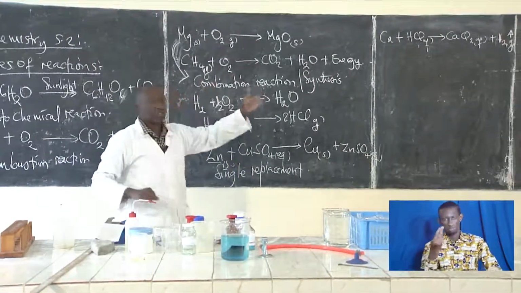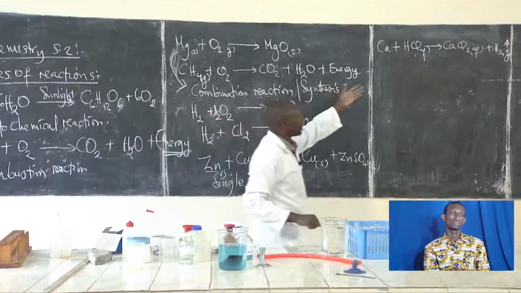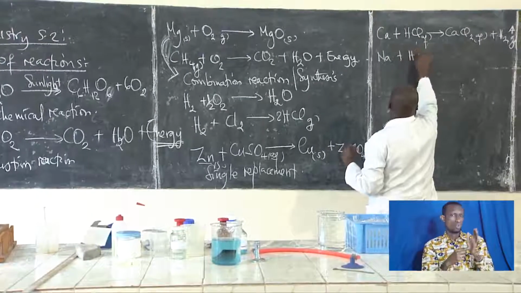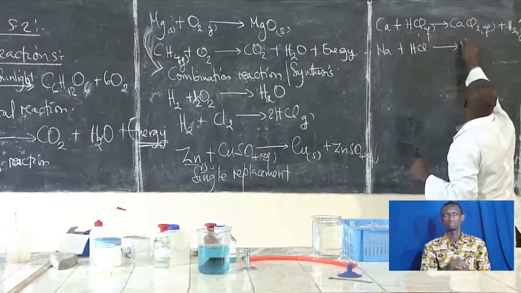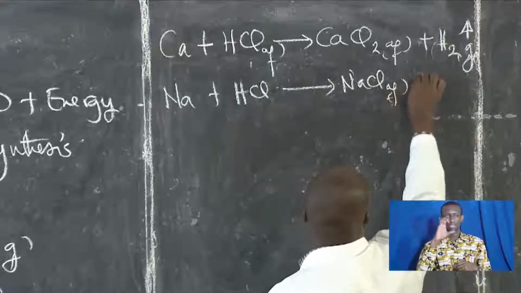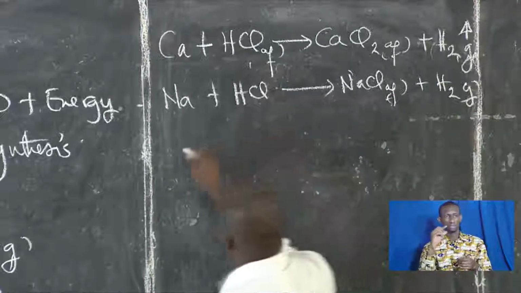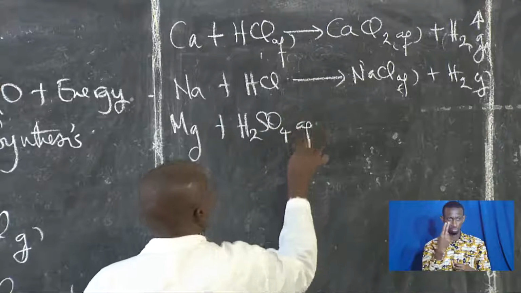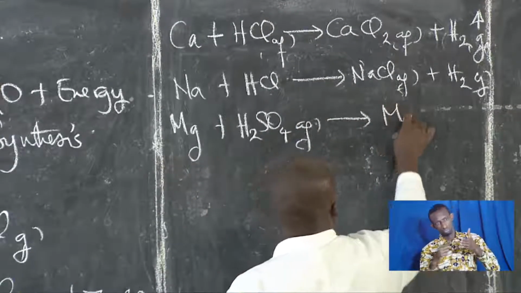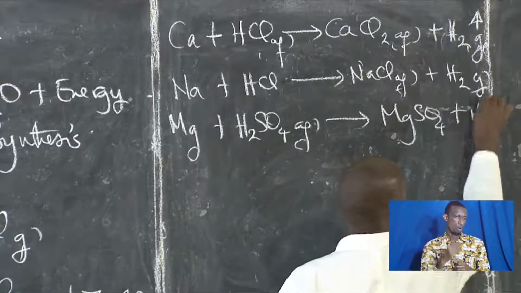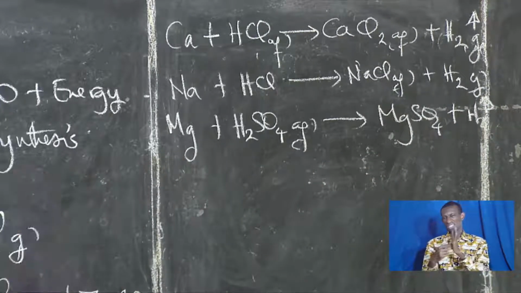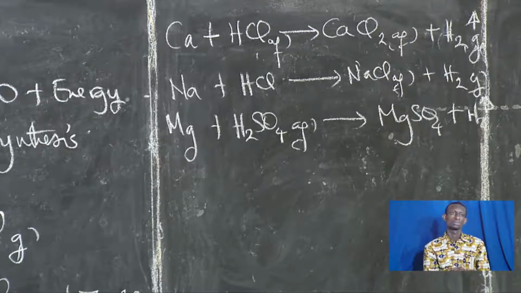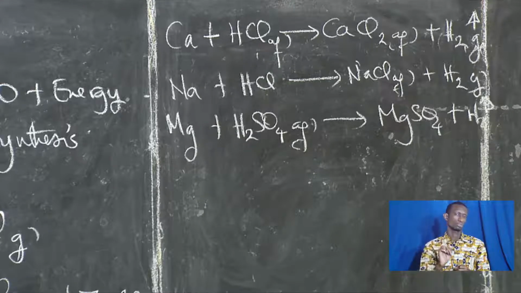You can also suggest other examples, not necessarily only this. With metals, you can have sodium with the HCl, which will form sodium chloride, or with any other acid. Or you can have magnesium with sulfuric acid, which will form magnesium sulfate and hydrogen gas. So these are some of the examples of single replacement reactions. You can have as many other examples.